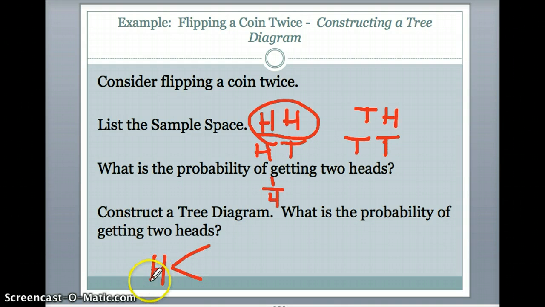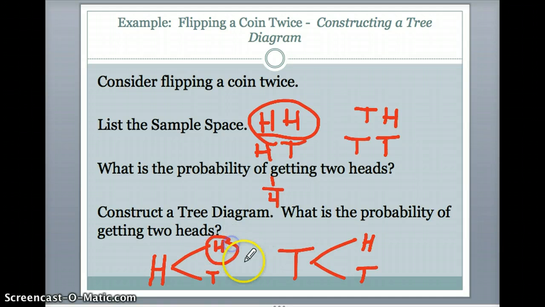The first flip could be a heads, the second flip could be a heads, or it could be a tails. The first flip could be a tails, and the second flip could be a heads or a tails. So the probability of getting two heads is 1 out of 1, 2, 3, 4, just the same as the sample space showed. Now with the tree diagram, I don't have to write 0.5, 0.5. If they're equally likely to happen, then you can leave these branches blank, but that's not always the case, and this is something where tree diagrams may be different than what you've seen before.